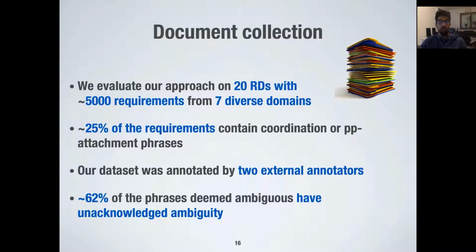We evaluate our work on a dataset of 20 requirements documents from 7 diverse domains. Out of 5,000 requirements in our dataset, 25% contain coordination or PP attachment phrases. Our dataset was annotated by 2 external annotators, and in a total of approximately 3,000 annotated phrases, 62% of ambiguous ones have unacknowledged ambiguity.